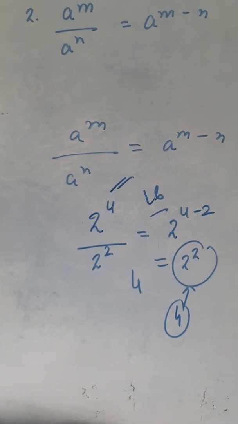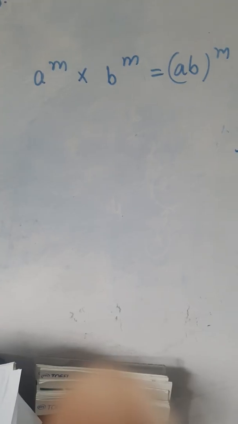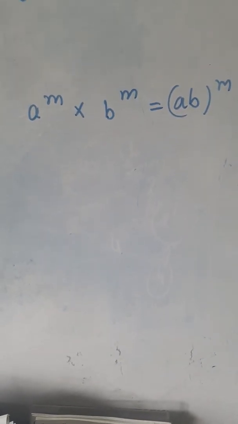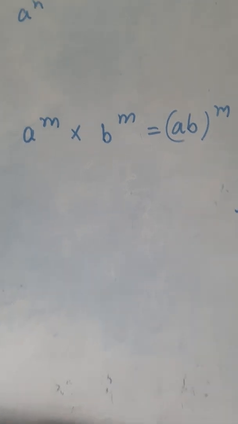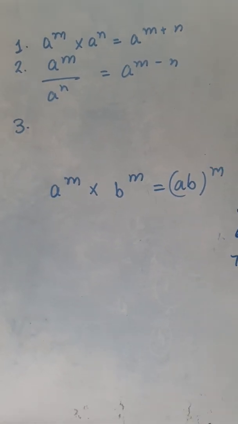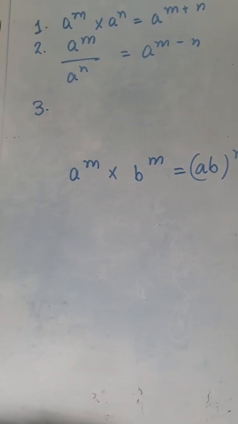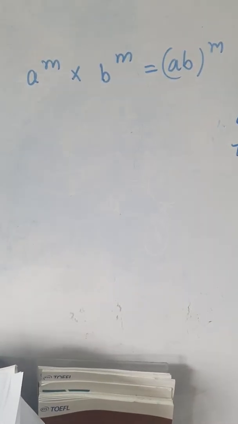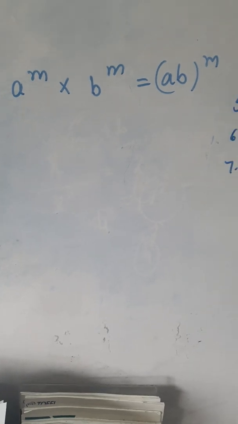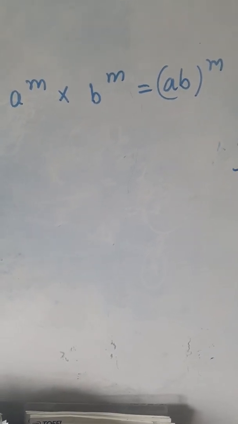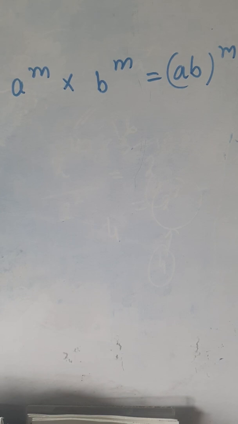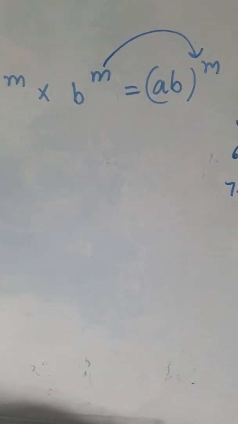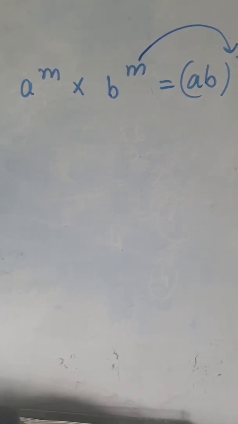Let's move on to our third law of exponents. Now the third law states that if there are two values with the same exponents, in the previous case we had the same bases and different exponents, but in this case we have the same exponents and different bases. So when we are multiplying two values, the exponent will be copied down as the exponent for the answer, and we are going to multiply just the bases.